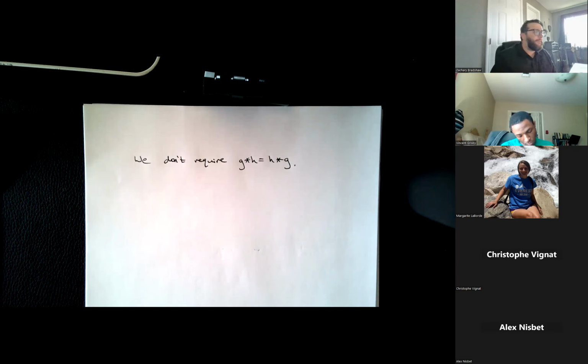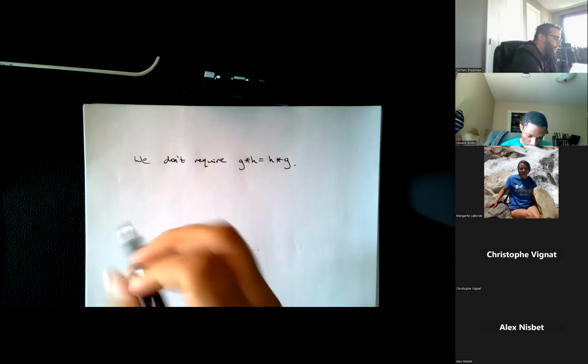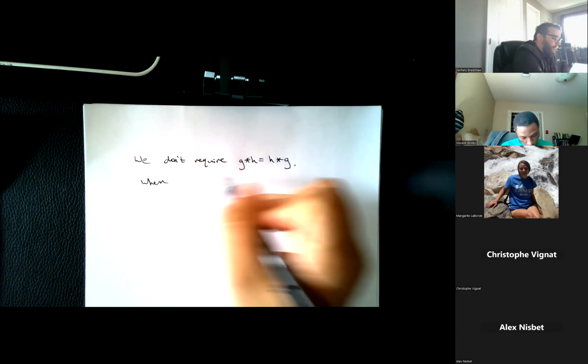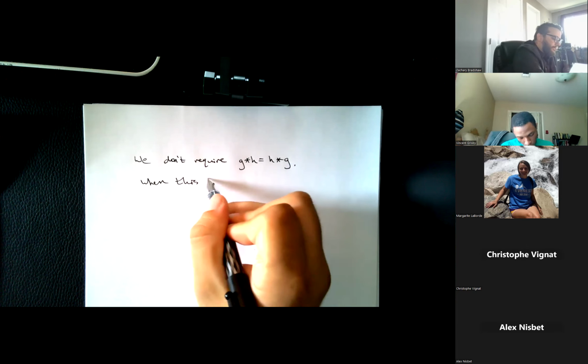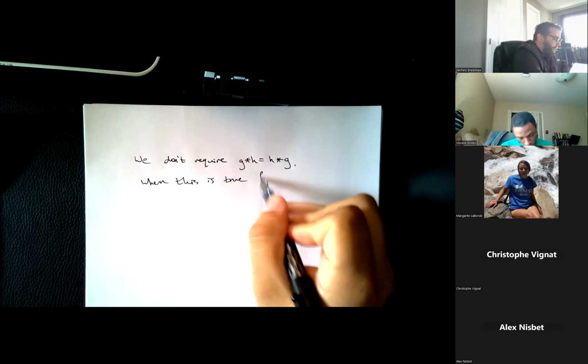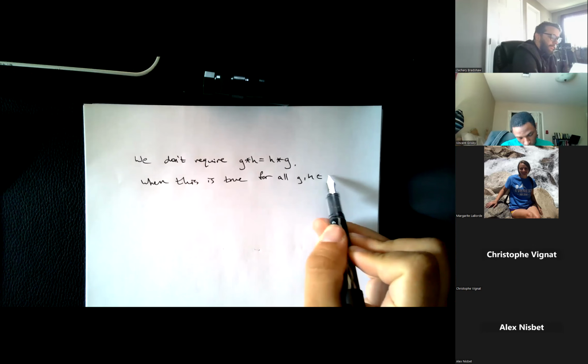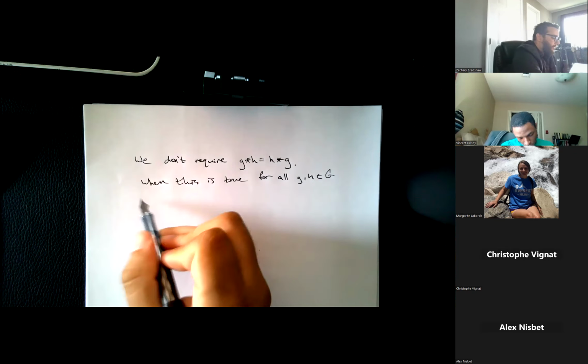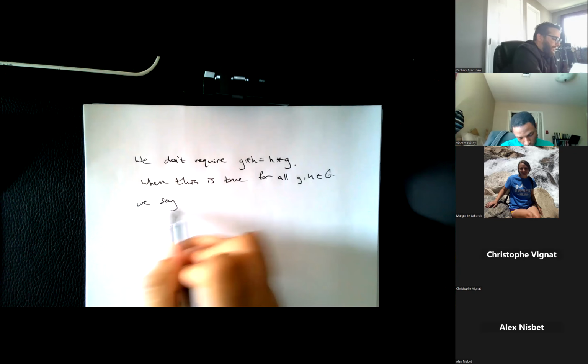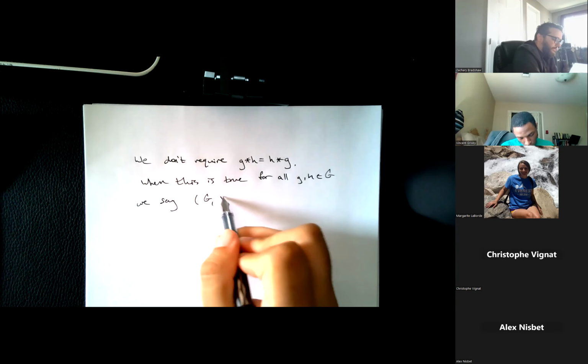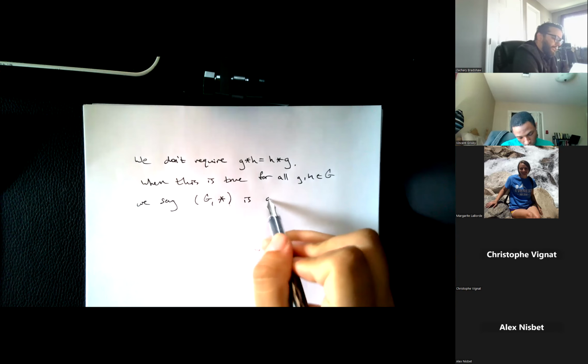And there are many other circumstances. But when this is true for all G, H in the group G, we say that the group is abelian.